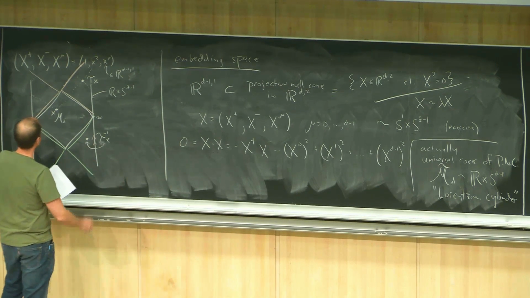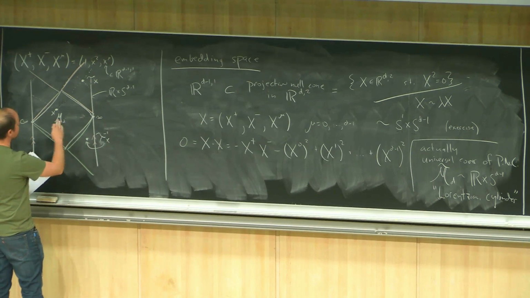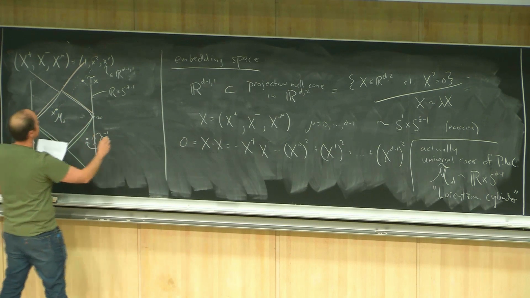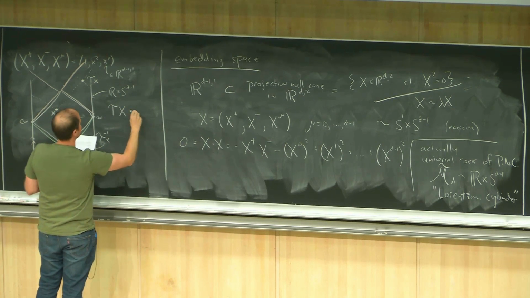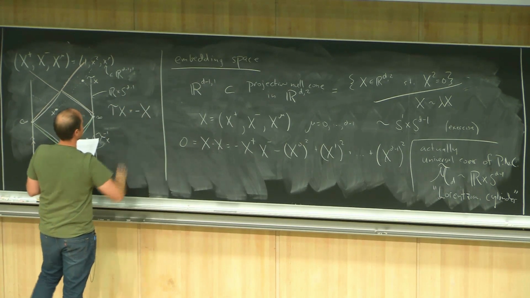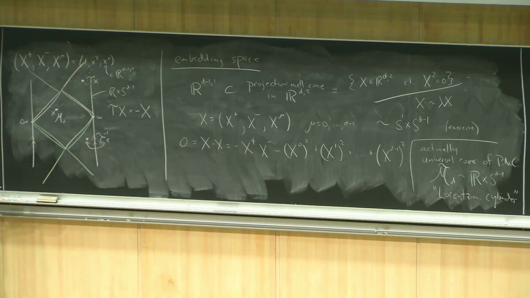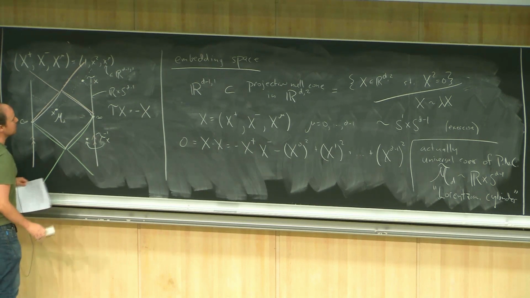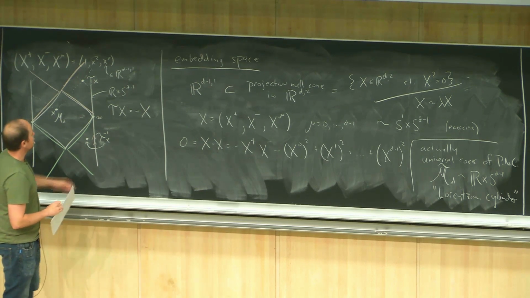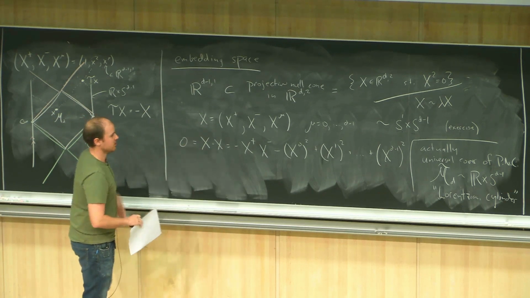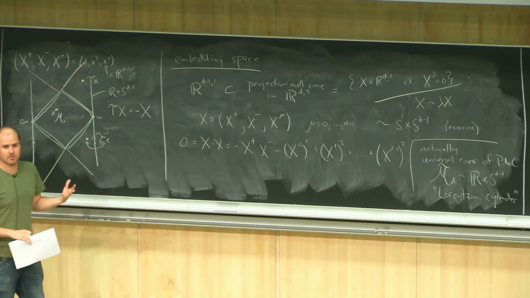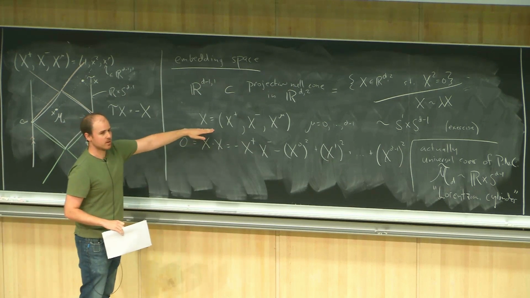Good. So this operation of taking x to Tx, in terms of embedding space coordinates, Tx is actually equal to minus capital X. So again, the embedding space coordinate doesn't fully specify the point on the Lorentzian cylinder, because the Lorentzian cylinder is the universal cover of the projective null cone in this space.